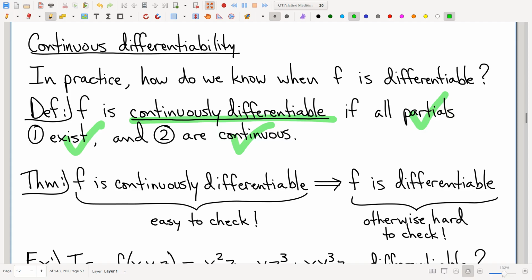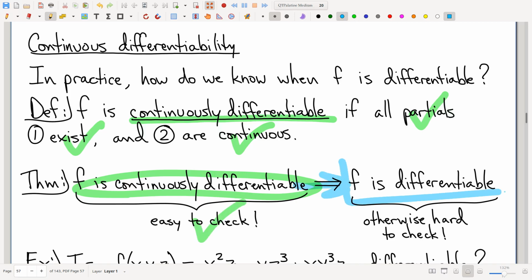Done. So it's easy to check that a function is continuously differentiable, and wonderfully, if a function is continuously differentiable, this theorem says we immediately get to conclude that it's differentiable. We get to bypass all of the ugliness on the previous page, that nasty definition about vanishing relative error. That is not our problem. Easy to check it's continuously differentiable. Boom, done, differentiable. Go about your business.